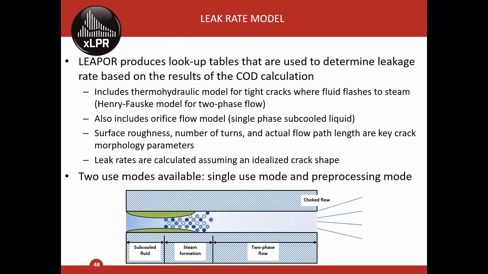In order to more accurately adapt these equations to fluid flow through a crack, modifications to the equations are made to account for pressure losses due to entrance effects, basic acceleration, friction, flow path deviations, flow area changes, and crack morphology effects. Surface roughness, the number of turns, and flow path length are all key crack morphology parameters.